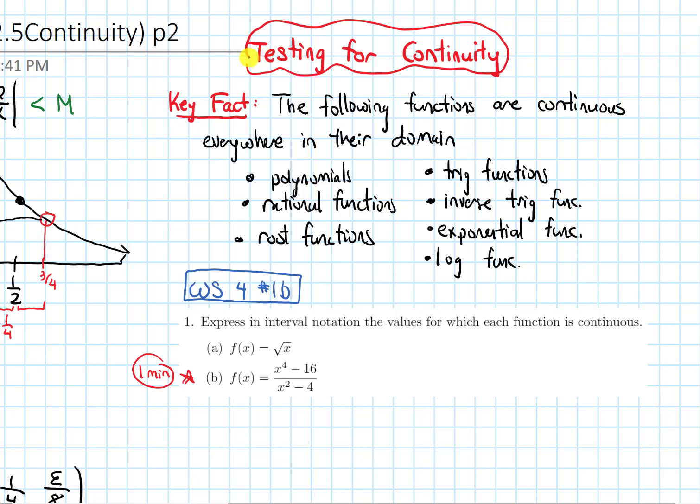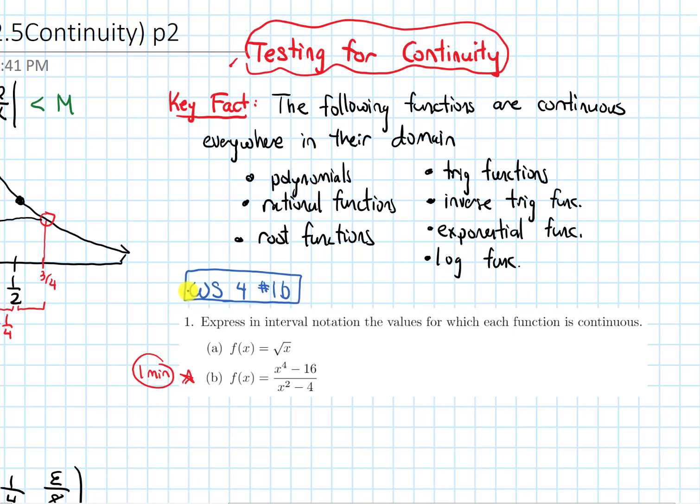In this discussion video, we will talk about testing for continuity. A key fact is that the following types of functions are continuous everywhere in their domain: polynomials, rational functions, which are polynomials divided by polynomials, root functions, things like square roots and cube roots, trig functions, inverse trig functions, exponential functions, and logarithmic functions.